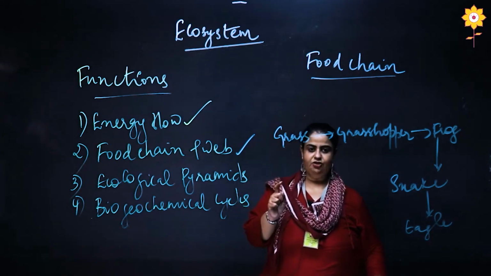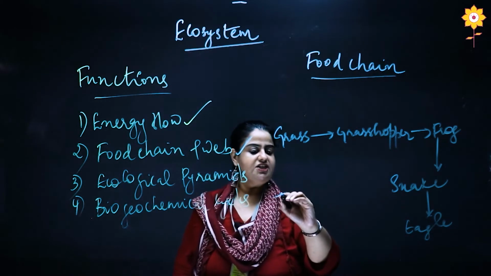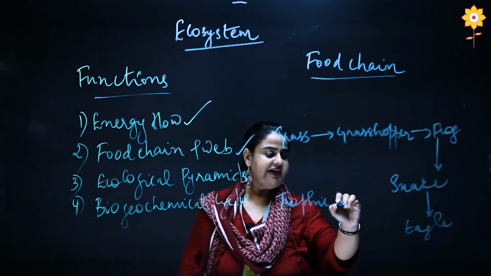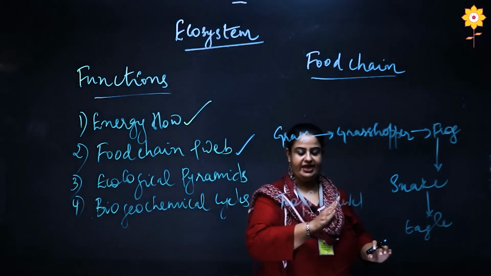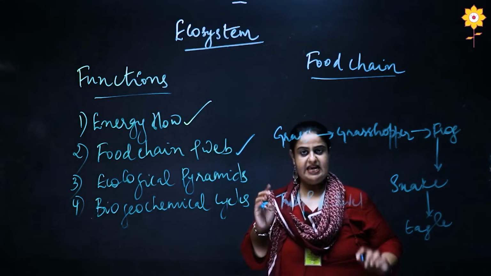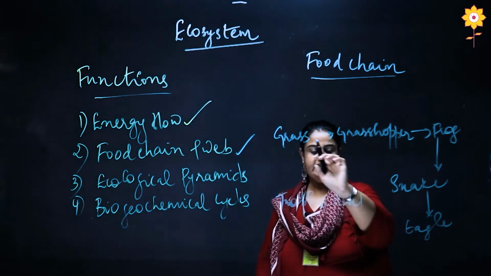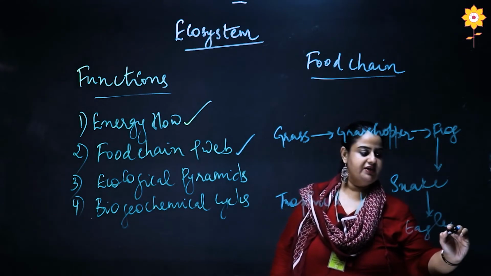Now let me tell you, every level in a food chain is what we call a trophic level. Now in this particular food chain that I have represented, we have got 5 different sets of organisms, or 5 different levels, or 5 different trophic levels. Each organism represents a single trophic level. Grass is one, then comes grasshopper, frog, snake, and the 5th one is eagle.